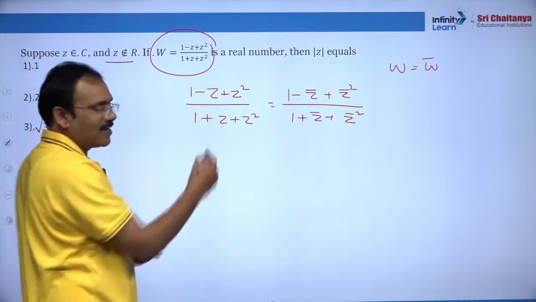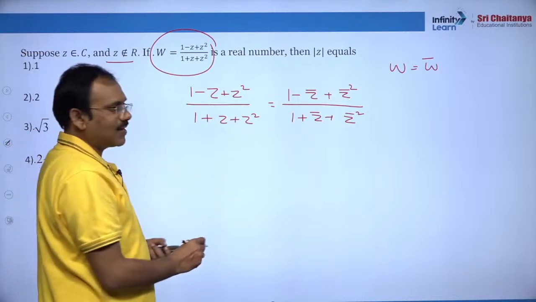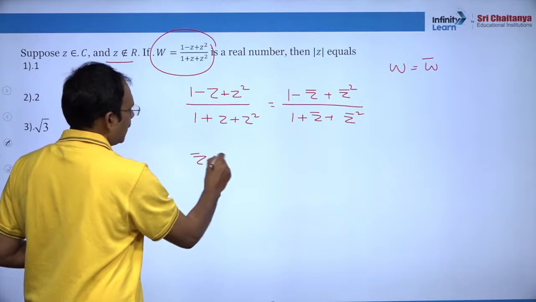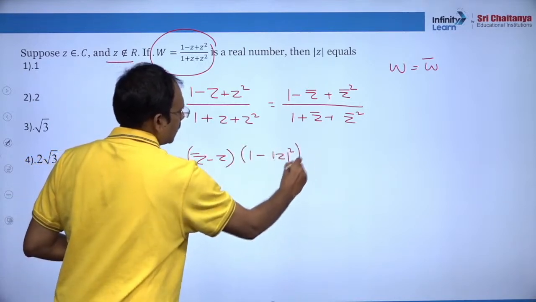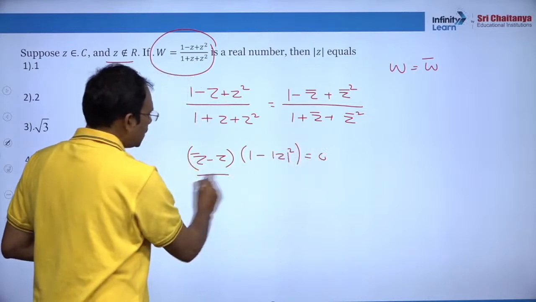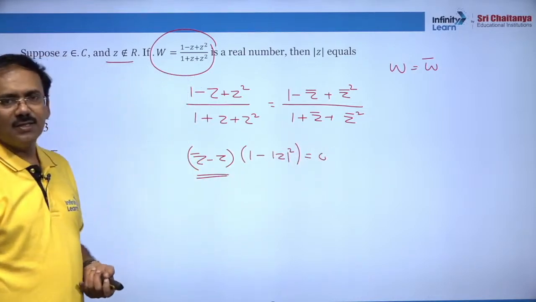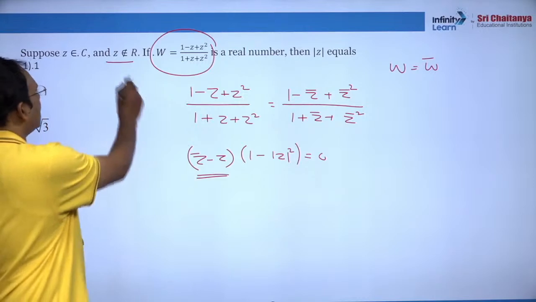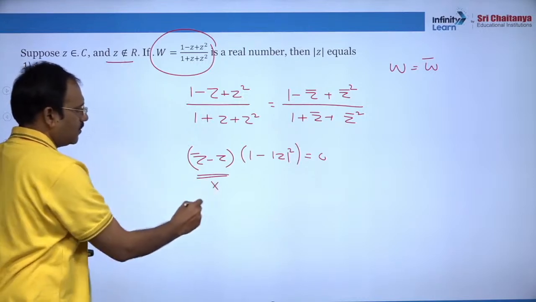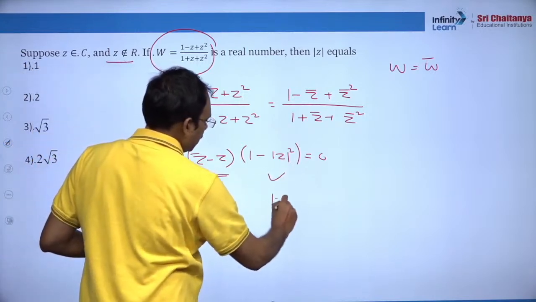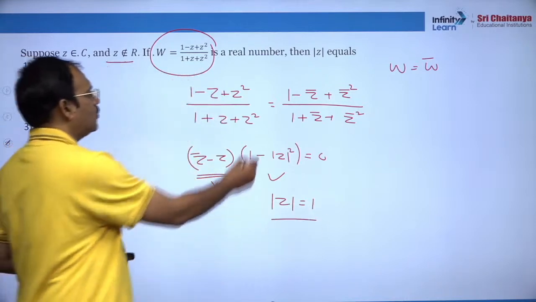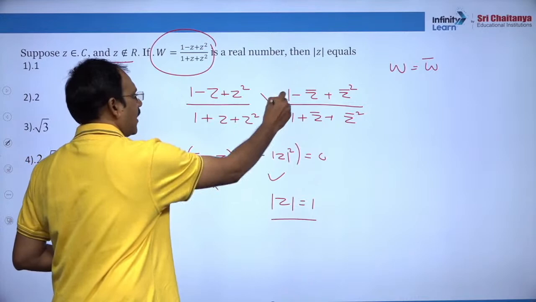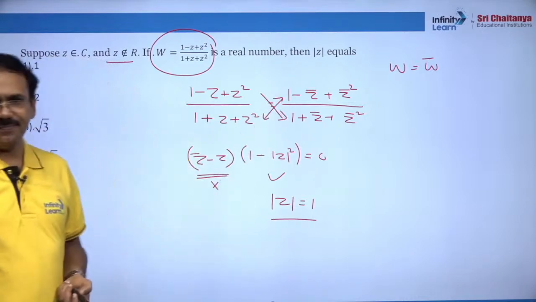If you cross multiply and simplify, you will get (Z bar minus Z) into (1 minus mod Z square) is equal to 0. Z is equal to Z bar in the sense Z is purely real, but Z is not real. So, this cannot be possible. So, the other factor must be zero, so mod Z must be 1, my dear friends. That is all. What you need to do is just cross multiply and simplify, that is it.